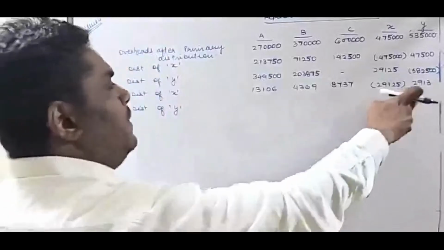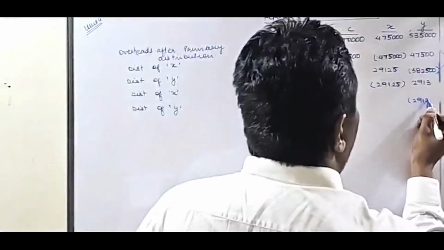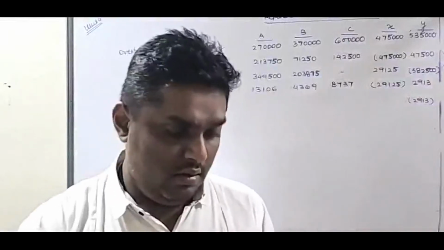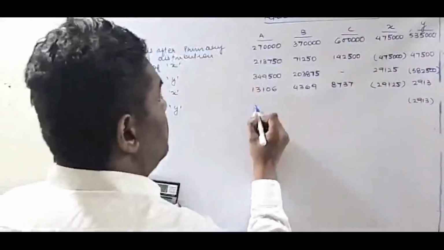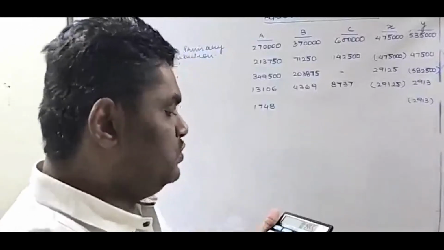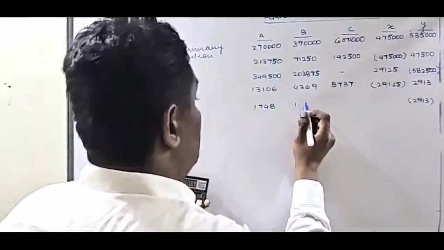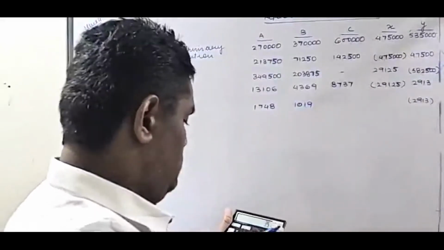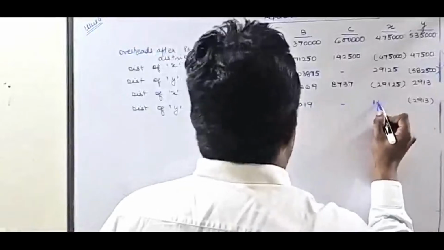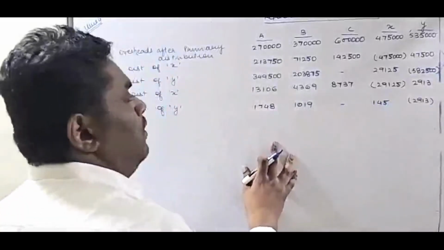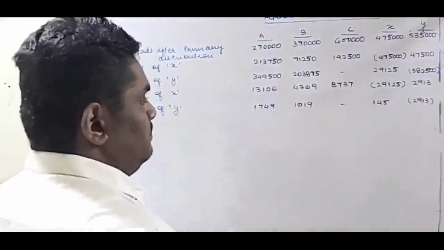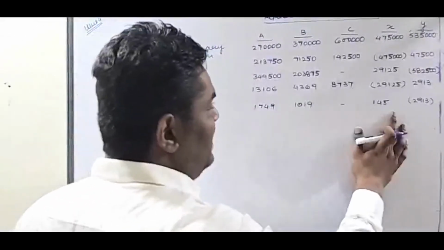Now again, when talking about Y, 2,913 we will subtract here and distribute to A, B, and X. So of this 2,913, 1,748 goes to A. 35% goes to B, so 1,019. And 5% goes to X, so it comes to 145.